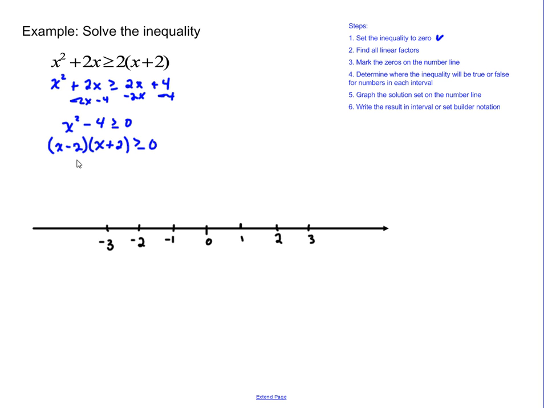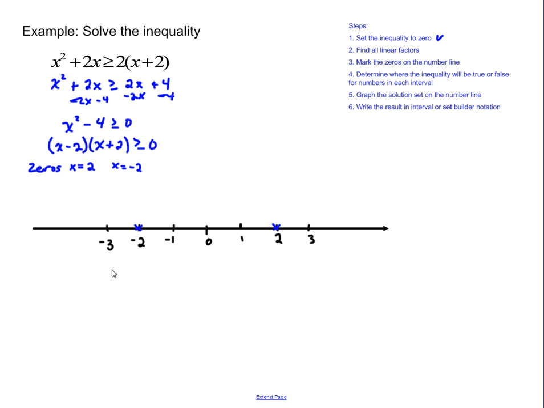And our solution set right here for this particular inequality is to say that when we have x minus 2 times x plus 2 is greater than or equal to 0, the zeros actually occur at x equals 2 and x equals negative 2. So we mark these on the number line to set up our potential solution intervals.